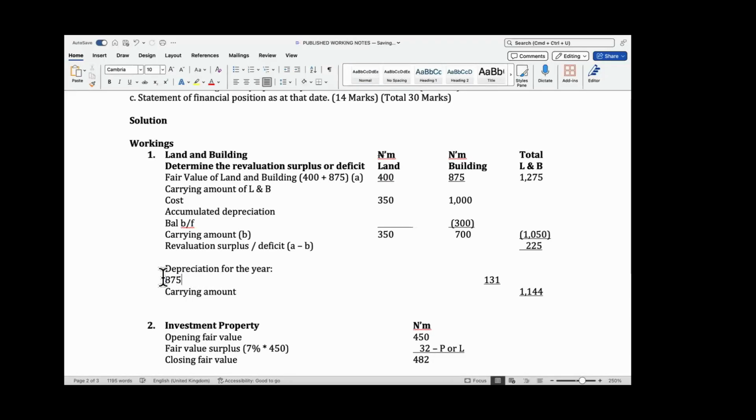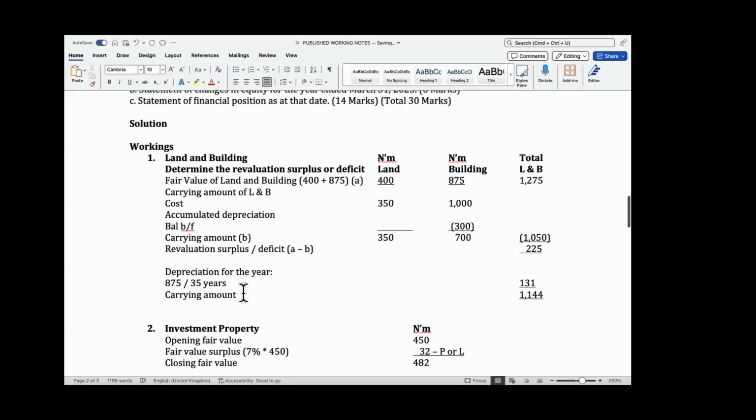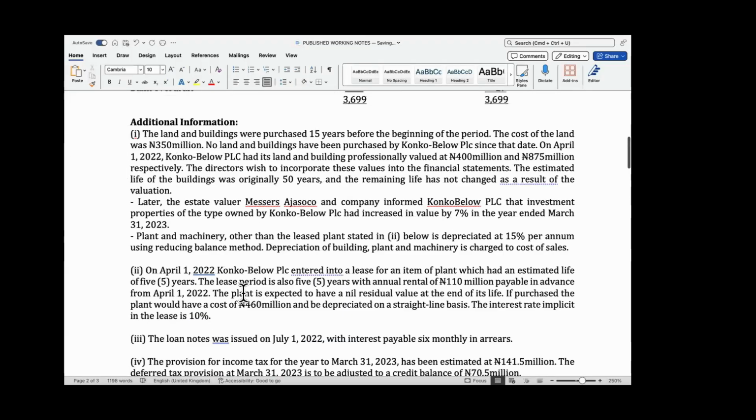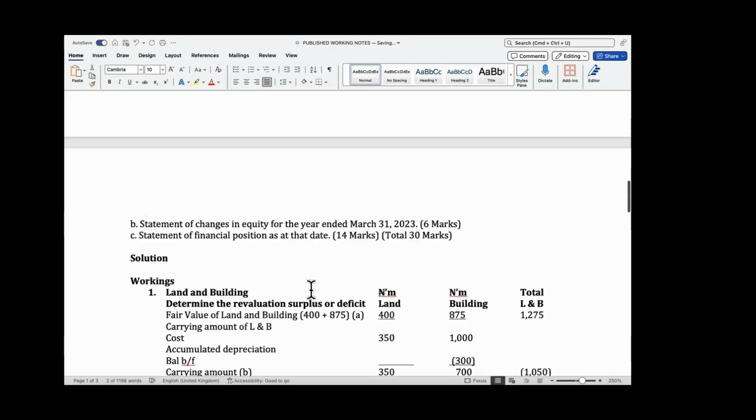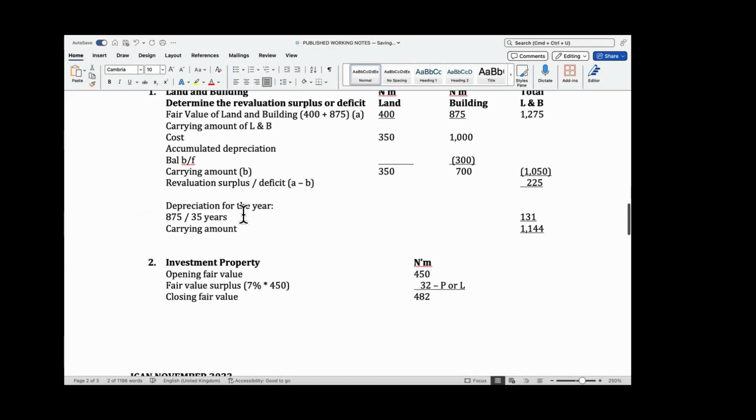Since we cannot assume it, if they are silent, we use straight line. So we'll divide it by 35 years. Since the remaining life of the building is 35, the building has 50 years life and we bought it 15 years ago, so remaining 35 years. So that's 15%, 25 million for the depreciation.